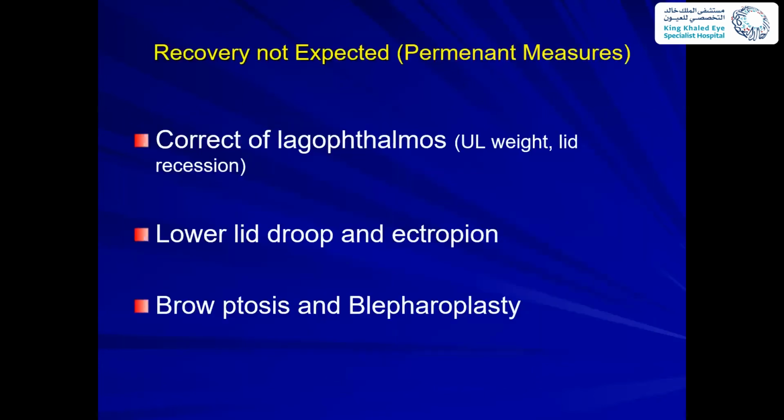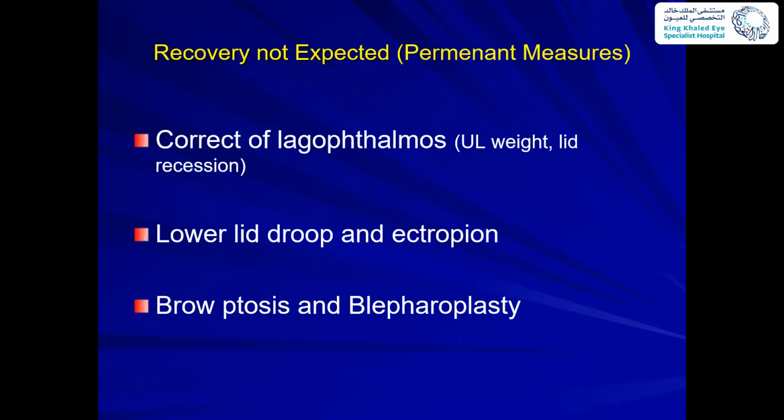So if the improvement is not expected, we need to take the permanent measure now, and this involves surgical correction. For patients with lagophthalmos, we can put upper eyelid weight, either with gold weight or platinum chain, along with eyelid retractor recession to help improving the lid closure, along with inducing mild ptosis.